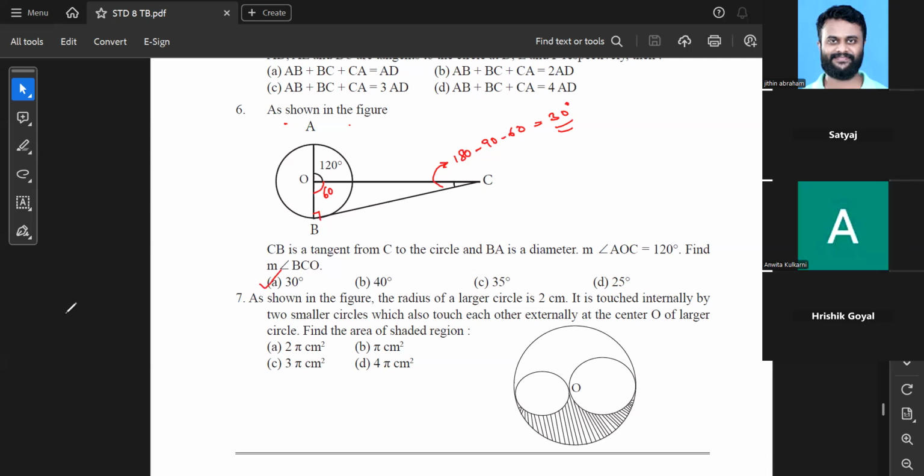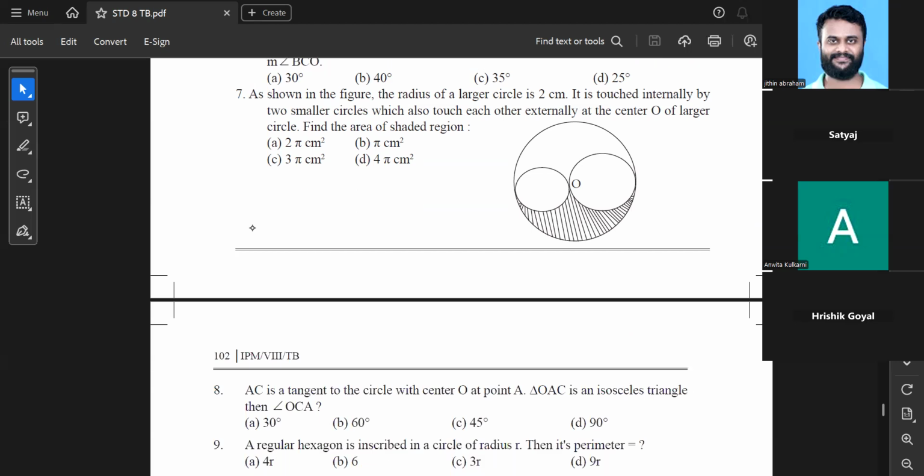ठीक है. Now let's proceed further. Seventh question. As shown in the figure, the radius of the larger circle is 2 centimeter. It is touched internally by two smaller circles which also touch each other externally at center O of the larger circle. The area of the shaded region will be how much?